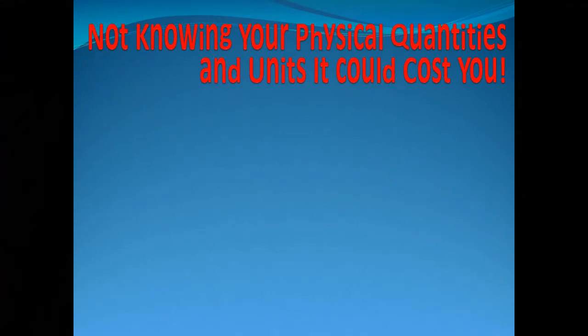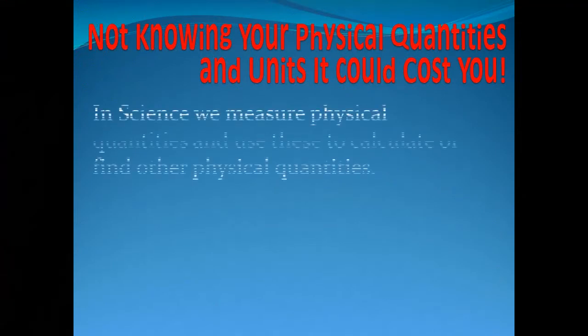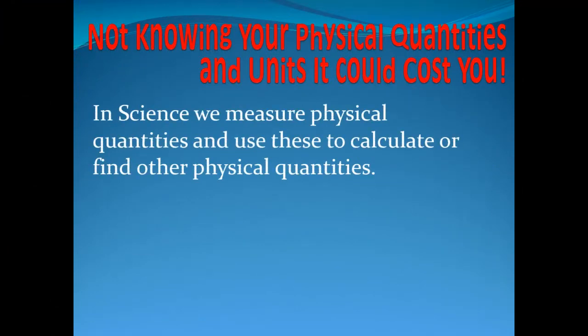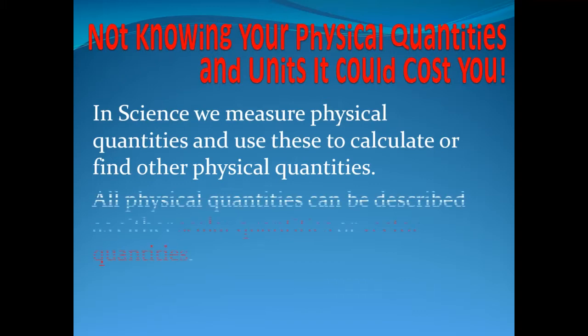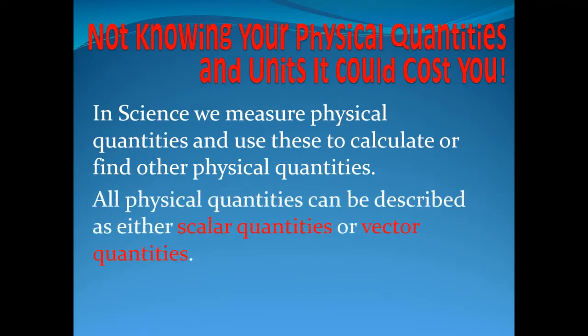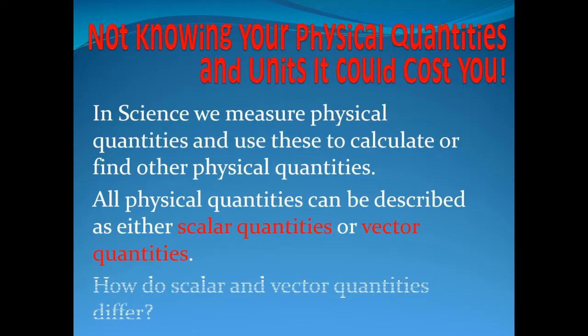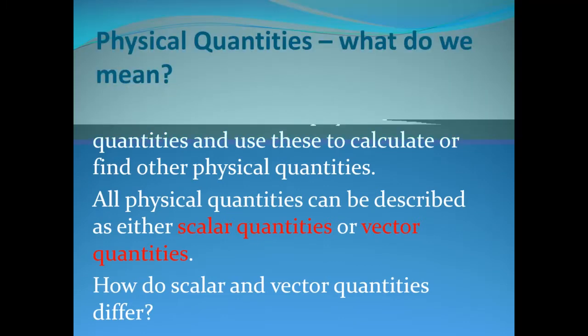So today's support lesson is looking at the importance of knowing what the different units are and, when doing calculations, to include units. Let's first look at what we mean by quantities in physical science. In science, we measure physical quantities, and we can use these to calculate or find other physical quantities. And all physical quantities can be described as either a scalar quantity or a vector quantity. And in part 2 of this video, we will look at how scalar and vector quantities differ. But for now, we will focus on what is meant by a quantity.